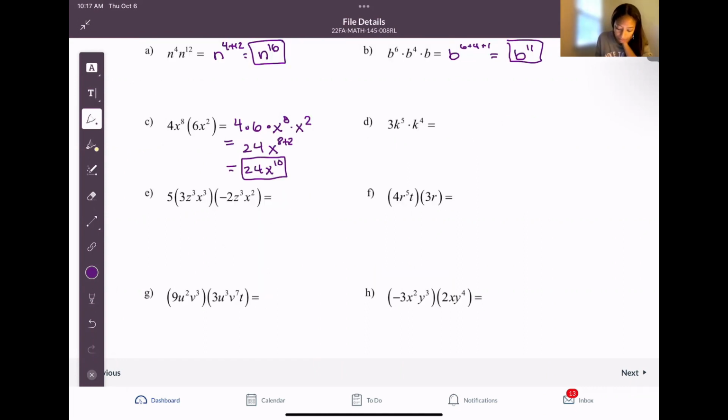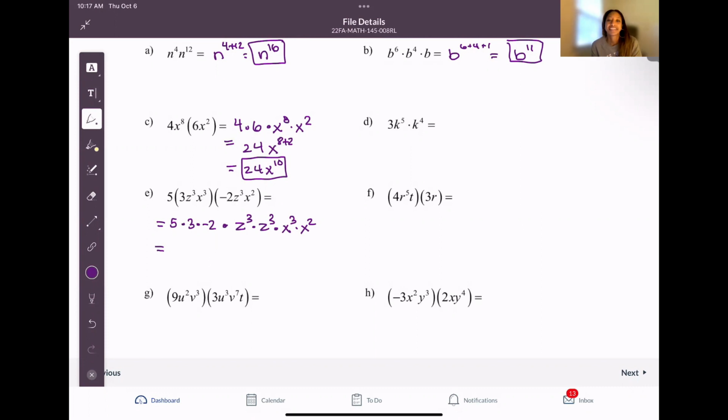All right, for problem E, we have 5 times 3z cubed x cubed minus 2z cubed x cubed. So again, we need to group together the like terms. All of these things are being multiplied. Multiplication is commutative, so we can switch the order here by just moving the terms around. Let's move the constants together. So we have 5 times 3 times -2. I'm sorry, I missed the 3. And then move the z's together. We have z cubed times another z cubed, and then move the x's together. x cubed times x squared.